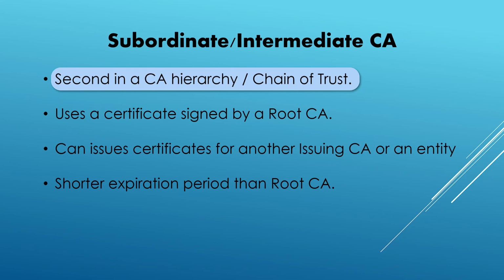A subordinate CA, also referred to as an intermediate CA, is second in the chain of trust. They are trusted by the root, so they always operate under a root CA.